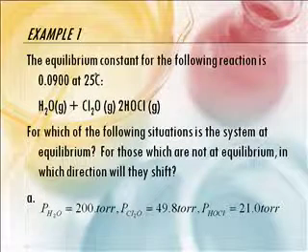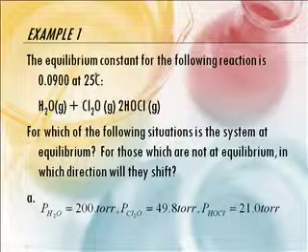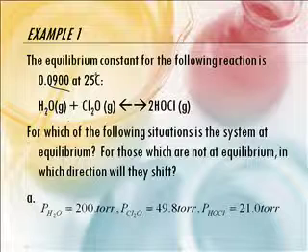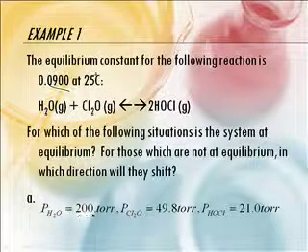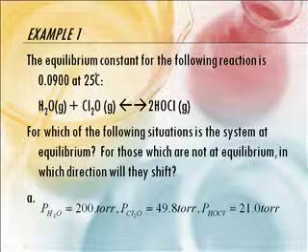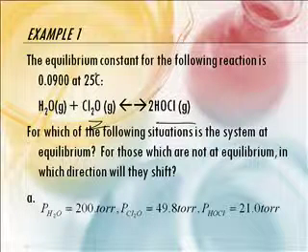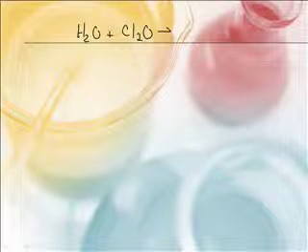All right, so we have some sample problems. The equilibrium constant for the following reaction is 0.09. Now what we want to do is determine which direction it will shift. So this really isn't an ICE table problem. We actually know the concentrations, or actually these are pressures. So let's write the equilibrium expression. The reaction is water plus Cl2O makes 2 HOCl.